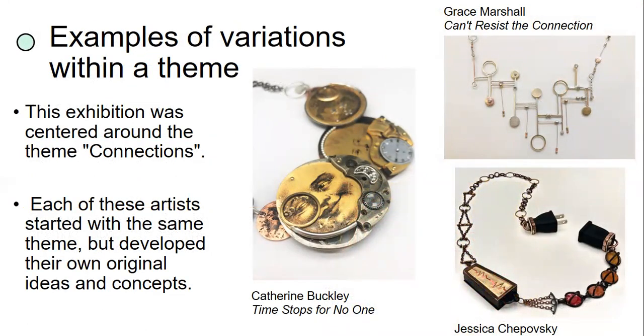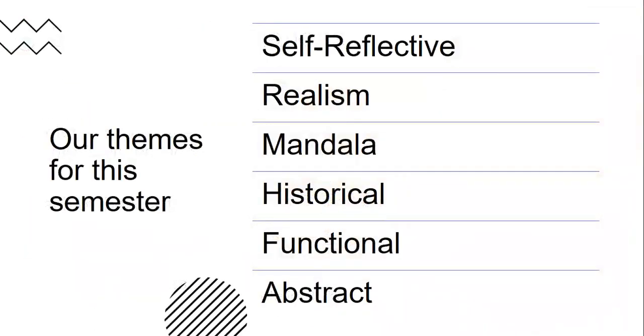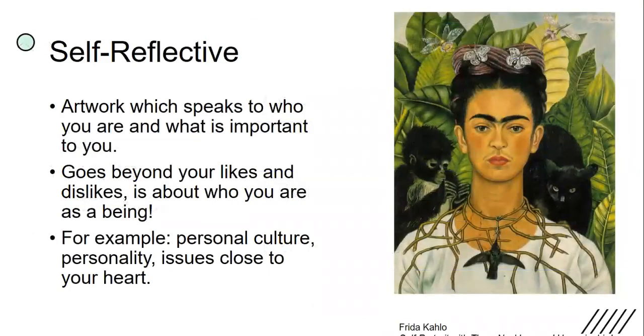I'm going to zoom through this, since I told my at-home people 10 minutes before they jump on. So our themes for this semester are self-reflective, realism, mandala, historical, functional, and abstract, okay? We're only going to do 4 of these. So if there are 2 of them that when I'm going through this, you're like, ew, I don't want to do that, don't do it, okay? You can mark those off. Now, our first one is self-reflective, okay? This is going to speak to who you are as a person, who you are as an individual, right?